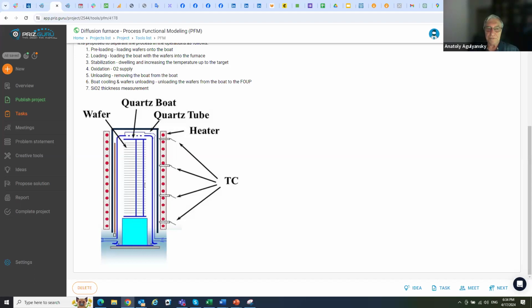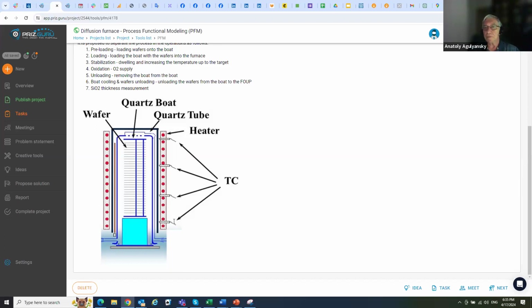And what happened is that when we loaded our boat with cold wafers, we gave wrong information to the first thermocouple. Therefore, the bottom part of the wafers is overheated. And this is what we found out.